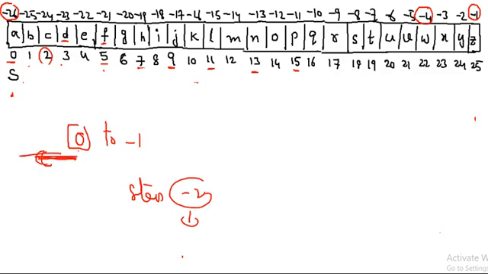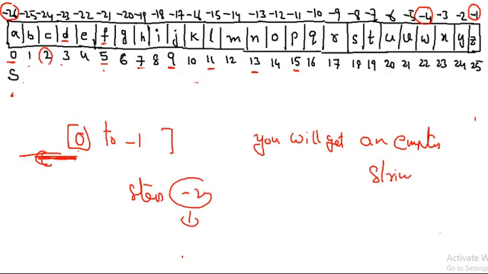Nothing will be printed. So if it is not a meaningful slicing operation, what you will get? You will get an empty string. Okay. So if you execute this program, you will get the answer as an empty string. Okay. We'll go to the next question. I hope everybody is observing carefully about these indexing operations.